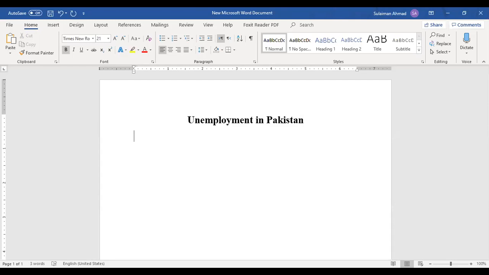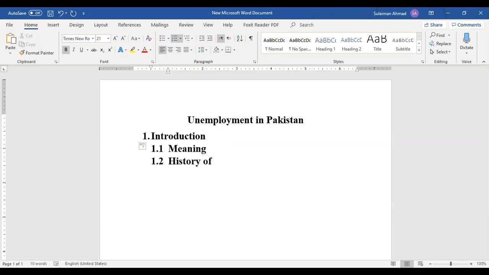Now we have our introductory paragraph. First of all we will write the topic sentence of this paragraph. This is just a heading for the topic sentence, not the topic sentence itself. Clear? This is the introductory paragraph. So we will write here 1.1, the meaning of unemployment. Then we have the history of unemployment in Pakistan.